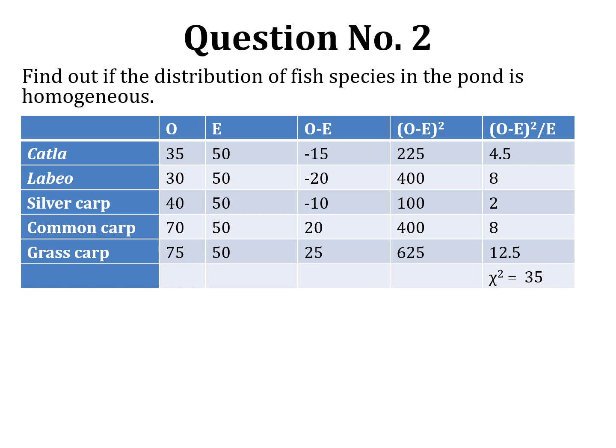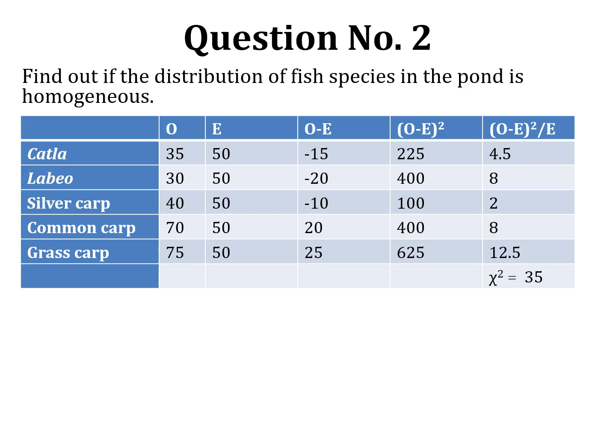In the next column, we have the square of the difference between observed and expected frequencies, which is 225 for catla, 400 for labio, 100 for silver carp, 400 for common carp, and 625 for grass carp. In the last column, we have the deviation. And what is deviation? The square of the difference between observed and expected frequencies is divided by the expected frequency of the respective class. So this is 225 divided by 50 for catla, and the answer is 4.5.